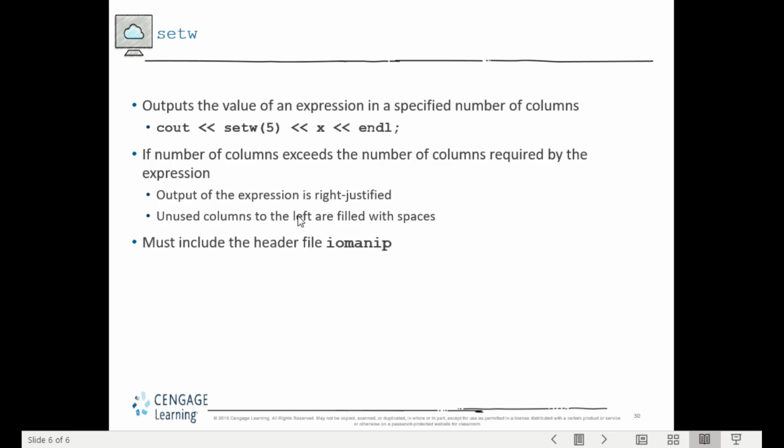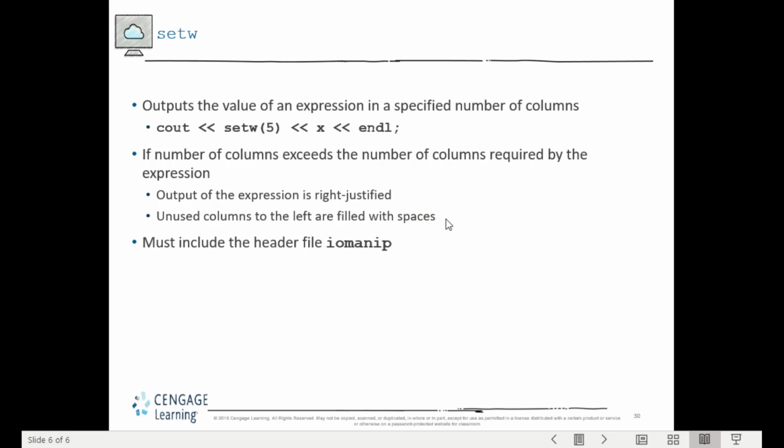Let's say we input, for example, the value 123. If we have setw(5), meaning that we have 5 blank spaces, C++ will output the expression right justified, meaning that it uses the rightmost column first. Since we have 5 columns and the value 123 only needs 3 columns, the remaining 2 columns on the leftmost will be filled up with spaces.